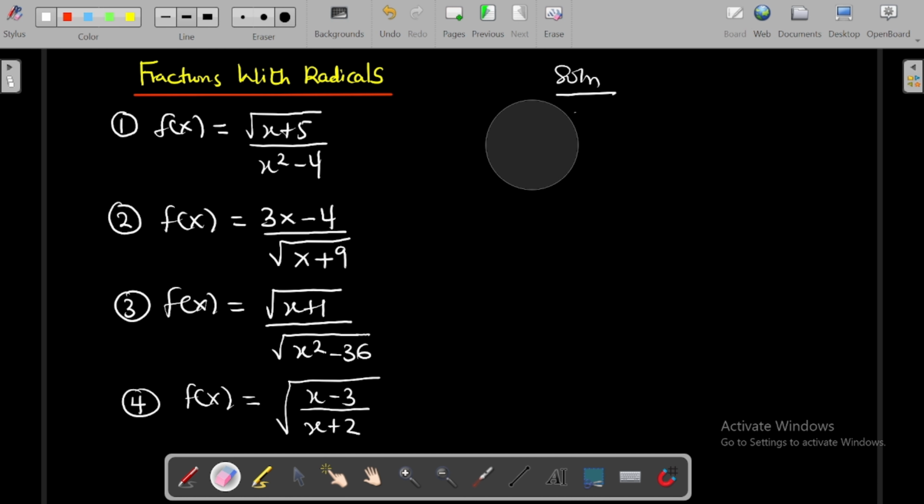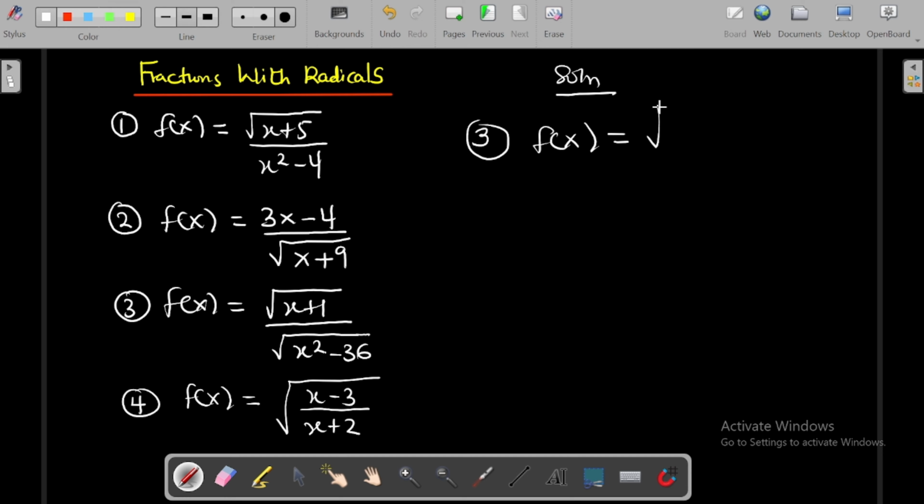Okay, so our third question, we have f of x equal to square root of x plus 1 all over square root of x squared minus 36. Just like I said, we have a fraction, right? For fractions, first of all, you're supposed to identify the numerator and denominator and check if any of them can cause the function to be undefined.